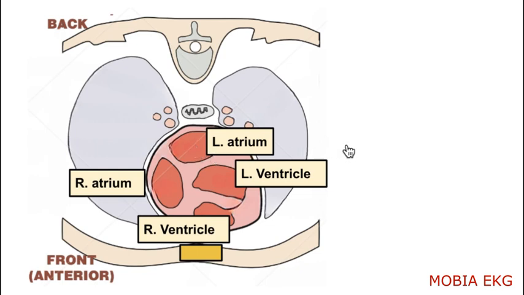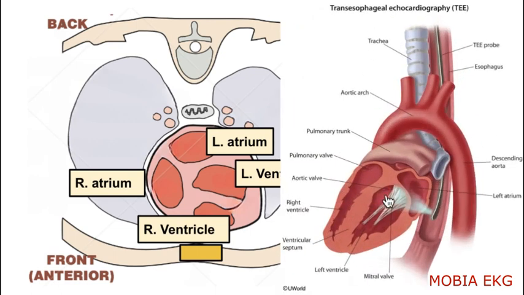For instance, if you look at this picture, we send the echocardiography probe through the esophagus up to the middle part of the esophagus, and since this is directly located behind the left atrium, we can evaluate any abnormality inside the left atrium, like left atrial enlargement.